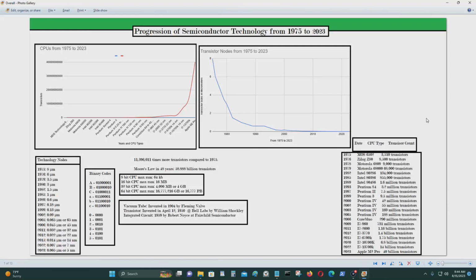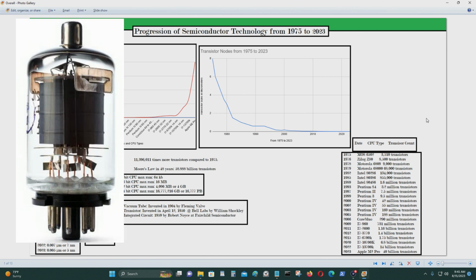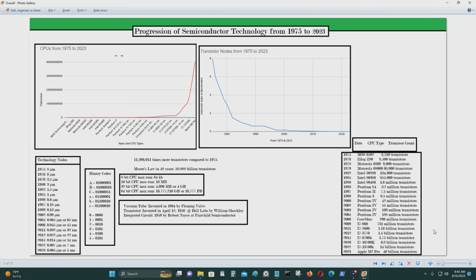In today's video, I'll be talking about the progression of semiconductor technology from 1975 to 2023. And I want to give you a little bit of background history about the transistor, which I'll be talking about today mostly. So before they had the transistor, they were using something called a vacuum tube. And this was invented in 1904.